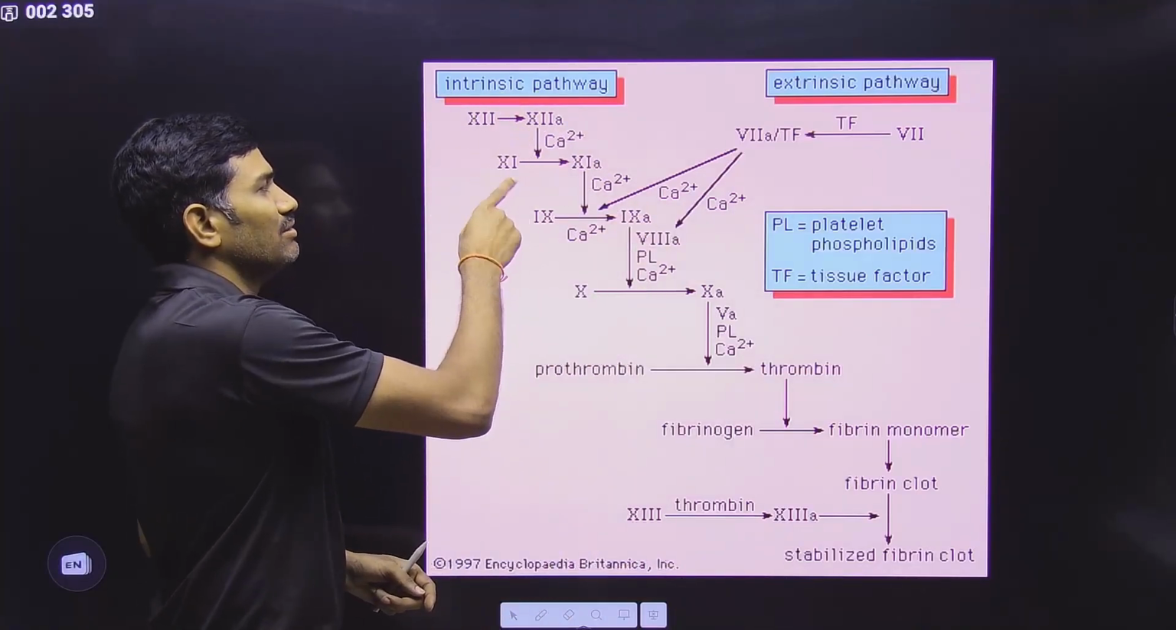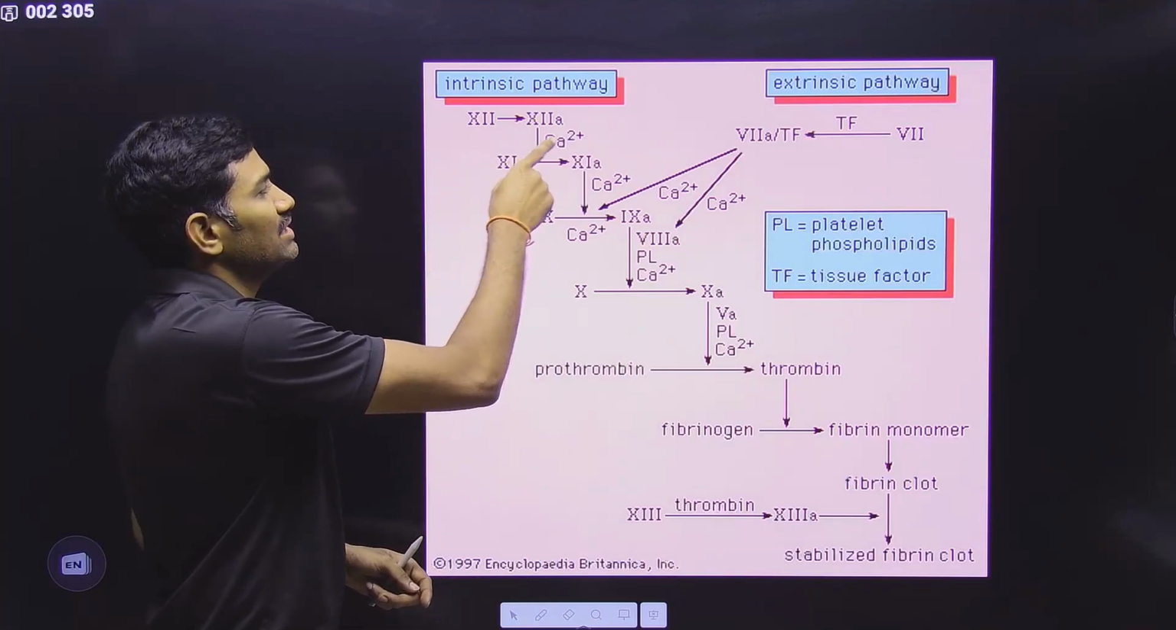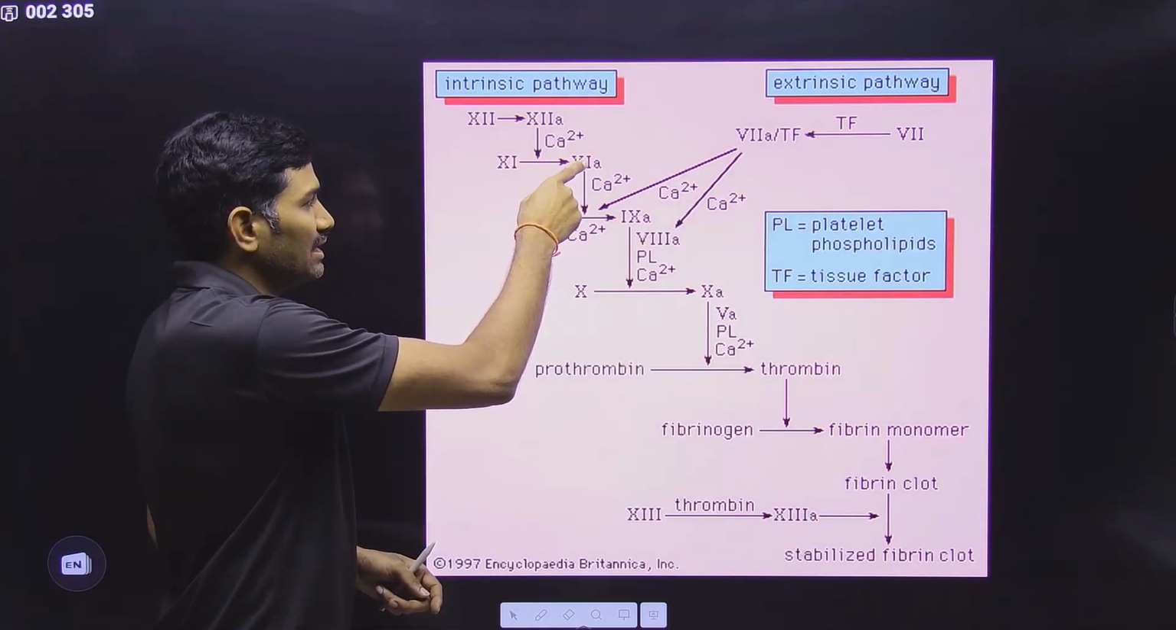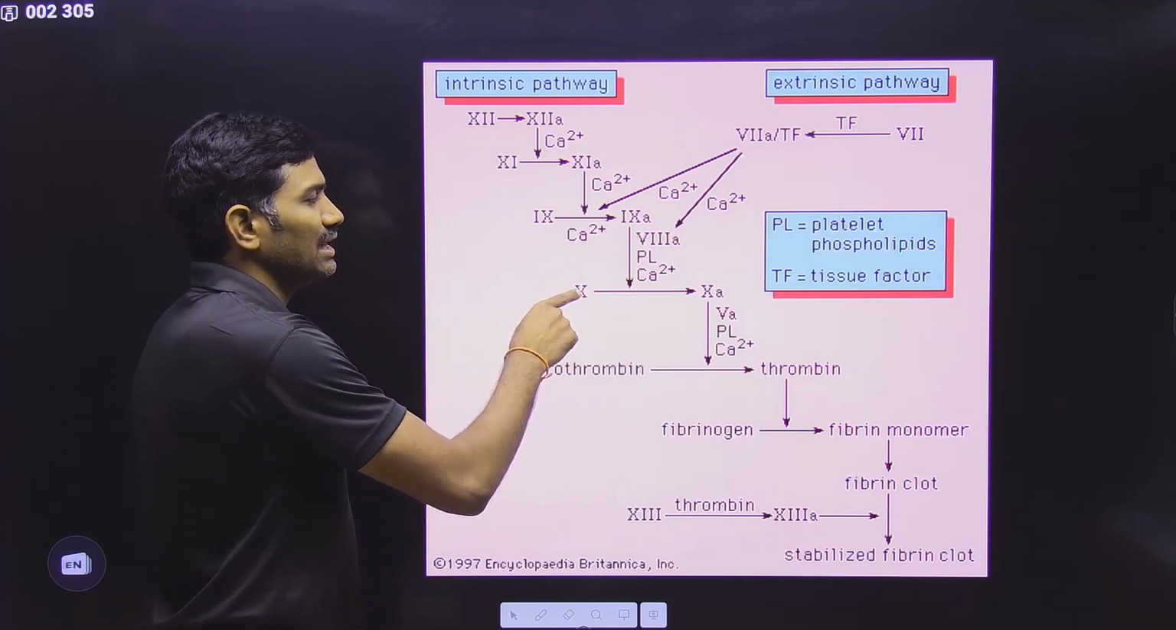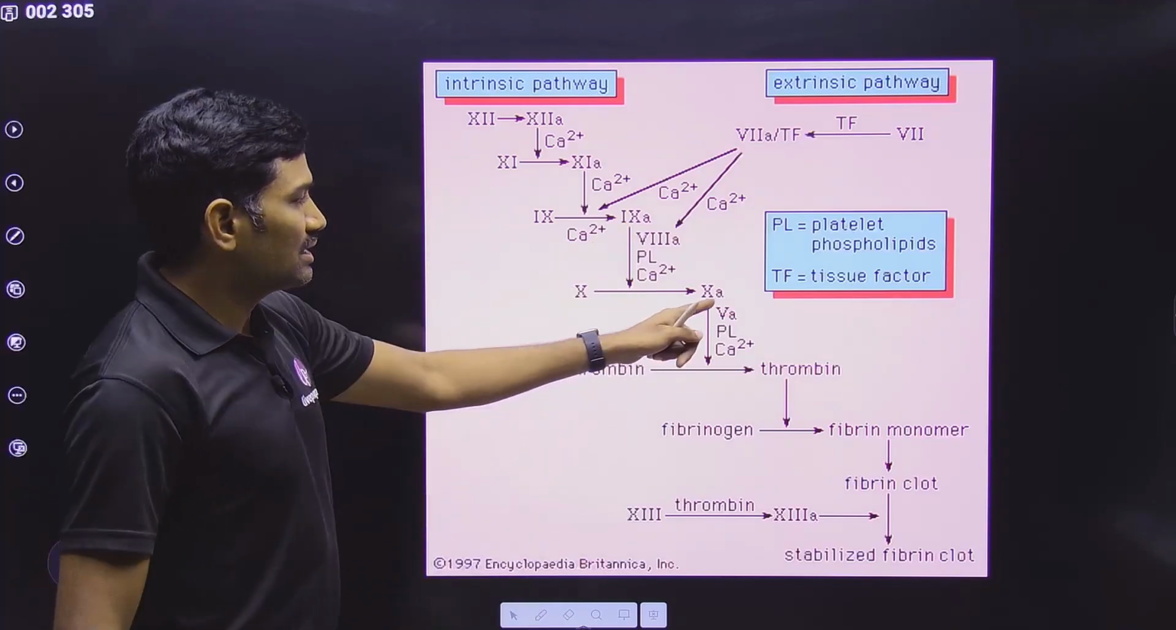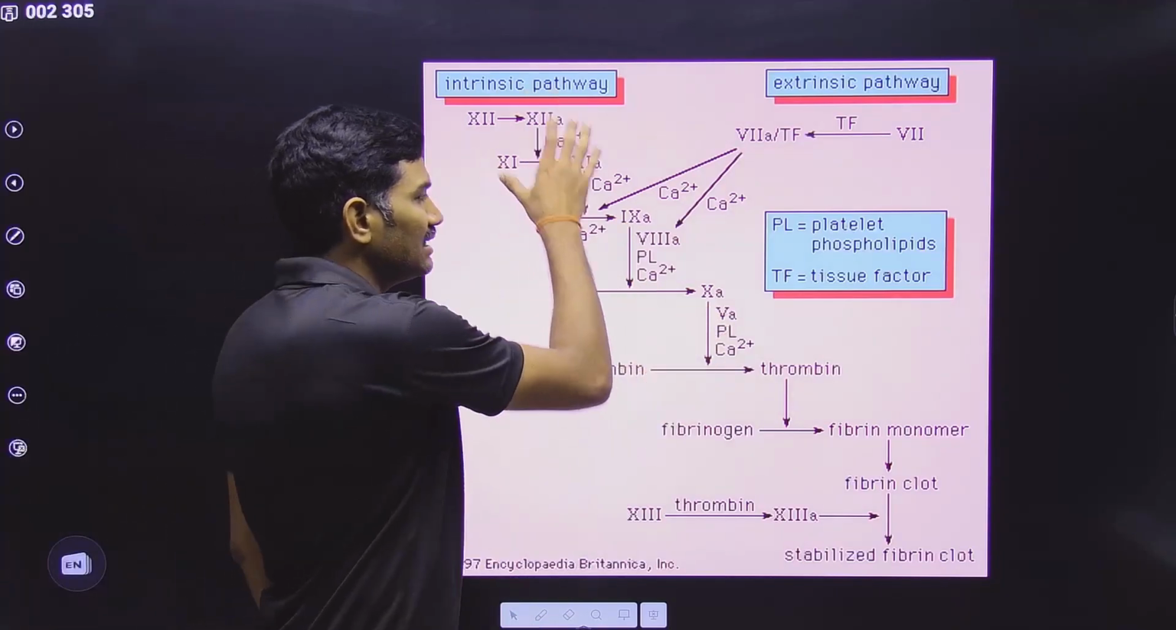This activated 12 will activate 11. Now 11 is activated, and then this activated 11 will activate number 9. And now this activated 9 will activate the 10. So the 10 is activated. This is the intrinsic pathway.